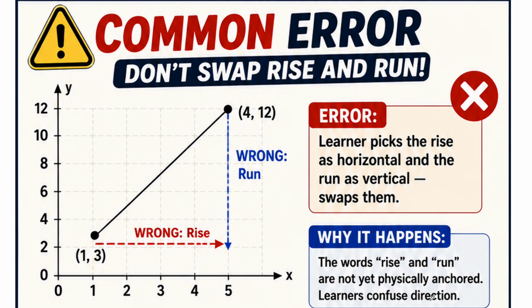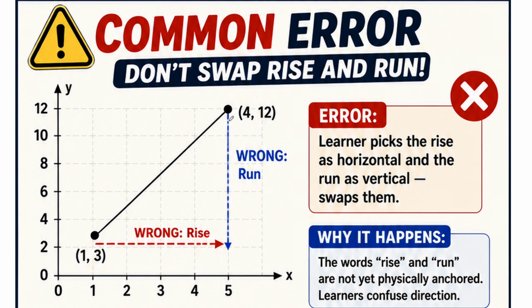By the way, we have a common error here. Sometimes nagkakaroon tayo ng pagpapalit. Nasa-swap natin kasi si rise and run. Dito natin nilalagay yung rise, okay? At dito natin ina-identify yung run, which is wrong. So, wag natin sila papapalitin. Hindi pwedeng pagpalitin yon. The words rise and run are not yet physically anchored.